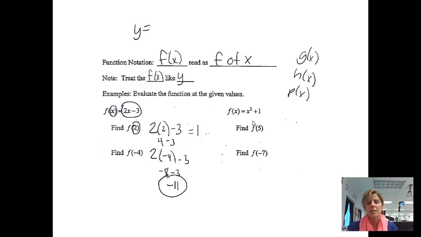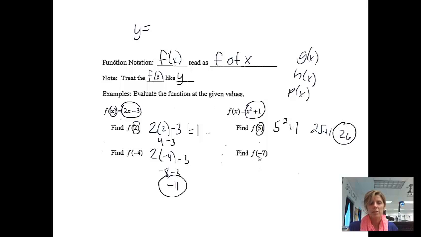All right, on this side, same thing. This time my function is x squared plus 1. So on this next one, when it says f of 5, wherever I see an x, I'm going to put a 5. So I'll put 5 squared plus 1. So 5 squared is 25, plus 1 is 26.